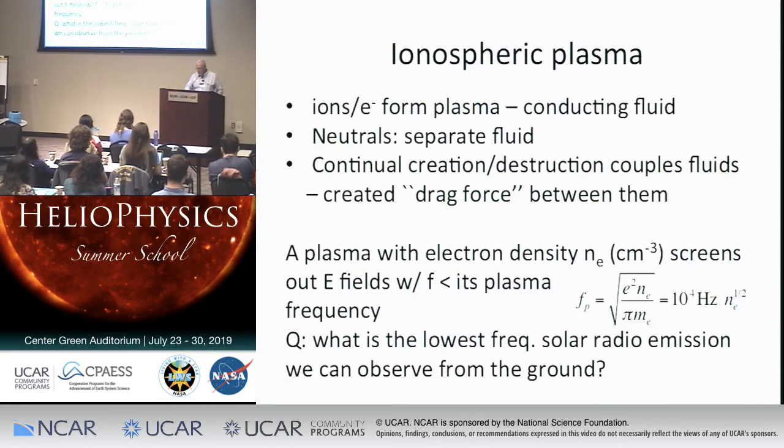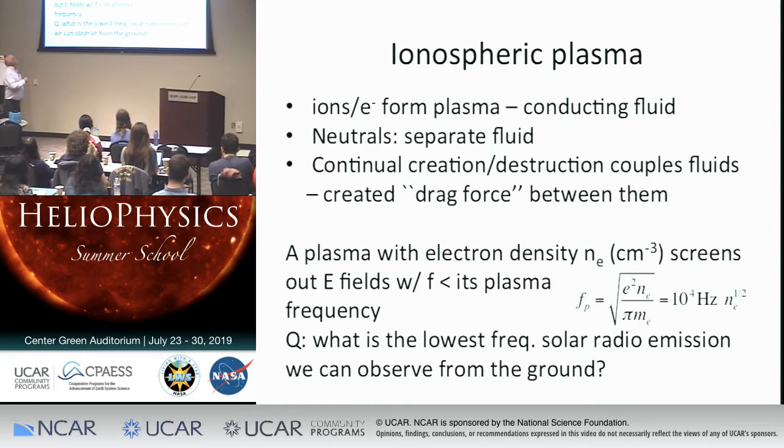So here is our basic picture of the ionosphere. It basically is a set of ions and electrons that are constantly being created and destroyed, but it gives us a conducting fluid, a plasma. This is what we were hearing about yesterday. The neutrals you can think of as a separate fluid, right? There's this neutral part that doesn't care about electric fields and magnetic fields.